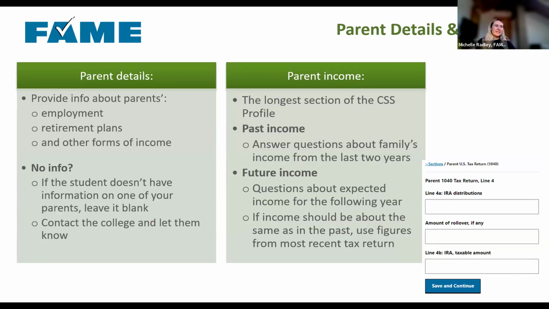Again, the longest section of the CSS Profile is the parent income piece. It'll ask questions about past income as well as future income. So again, having documentation for the last 2 years is important. But it'll also ask for projections into the future, so having an idea about what they could expect in the coming year is important. If it's projected that the income should stay the same, really just follow along with past tax returns.